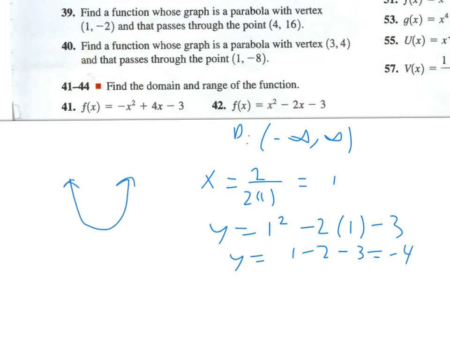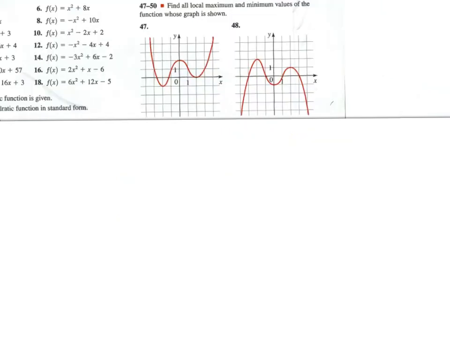And so if you visualize this as an upward facing parabola, and the vertex is 1 comma negative 4, I would say then that the range would be from negative 4 to infinity. So if it has a min, it's going to be from that y value, from that min to infinity. If it has a max, it's going to be from negative infinity to that max.